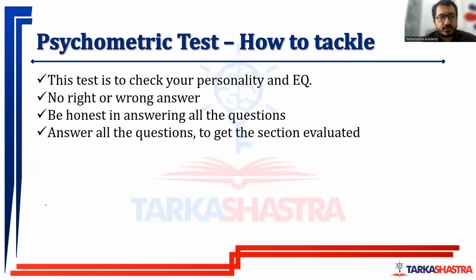How to tackle this section? This is to check your personality and EQ, as I told you. There is no right or wrong answer. What you feel is best according to your personality or what you think, mark that option as the answer. You cannot fake in this, so be honest in answering all the questions. One important thing: answer all the questions to get this section evaluated. This is very important because if, out of 150 questions, you answer only 149 and you might have skipped one question, then this section will not be evaluated. So make sure that you answer all 150 questions here. Obviously, there is no negative marking because there is no right or wrong answer.